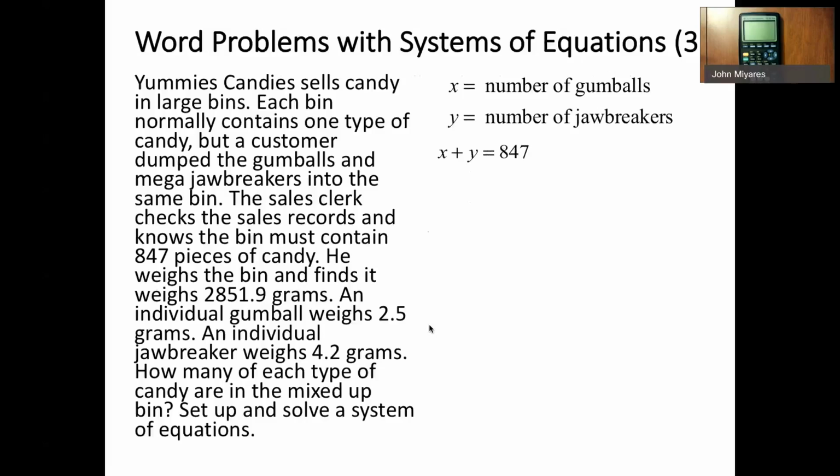We also know the weight of each piece of candy. So if gumballs weigh 2.5 grams and jawbreakers weigh 4.2 grams, then we can say that the total weight of all the candy, 2.5 times x plus 4.2 times y, will equal 2,851.9 grams. Why don't you pause the video for a bit and see if you can figure out the solution to this system on your own now that we have these equations in hand.